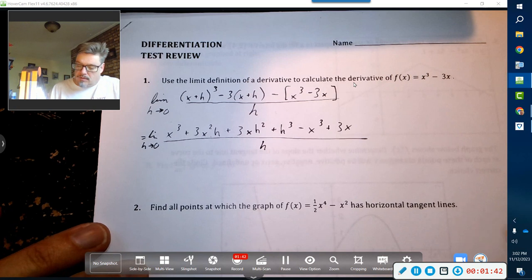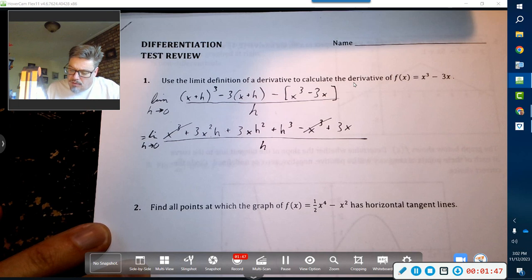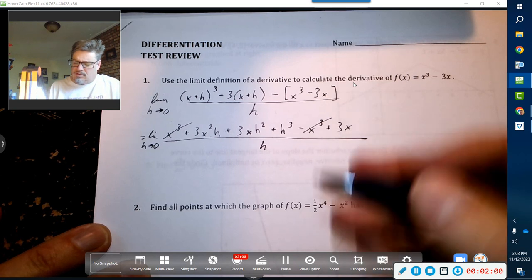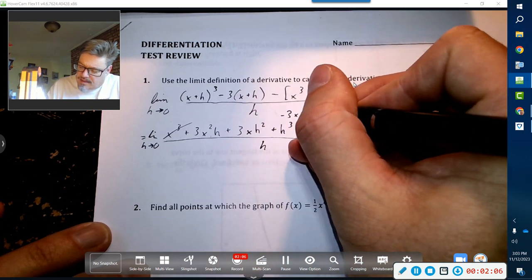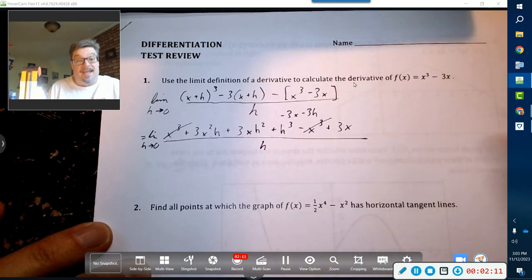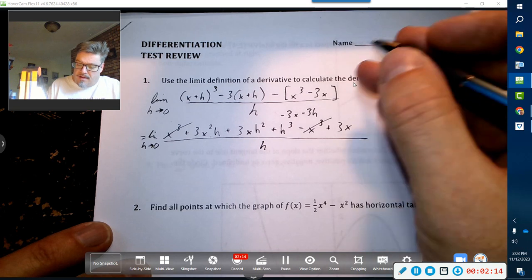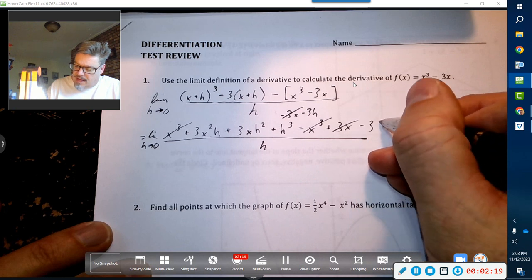Okay, so it looks like this guy and this guy will cancel out. Where's the plus 3x? Am I missing that? Oh yeah, I totally missed that. I missed this guy right here, so minus 3x minus 3h. I missed this piece right here. I was going to say, because if it doesn't cancel out, then something's wrong. So this guy's gone, that guy's gone, so it looks like we have that minus 3h right there on the end.